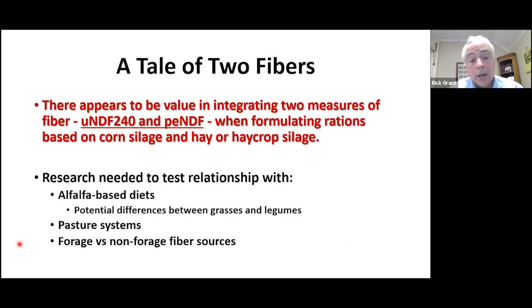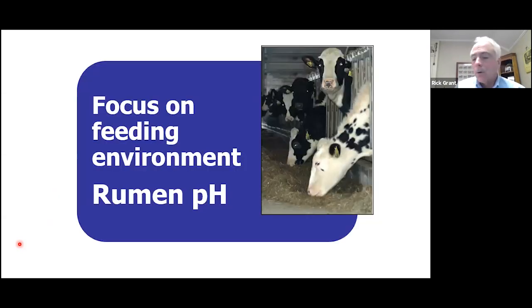And particularly for today, we're talking about corn silage-based diets. And as I said, the vast majority of our database is based on these sorts of diets. Of course, we haven't focused on alfalfa-based diets, pasture systems, and so forth, but hopefully we'll get to that. But for today, there seems to be real value in this. All right, so there's that.